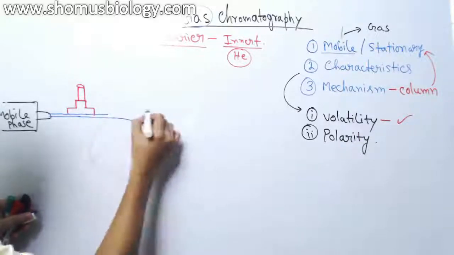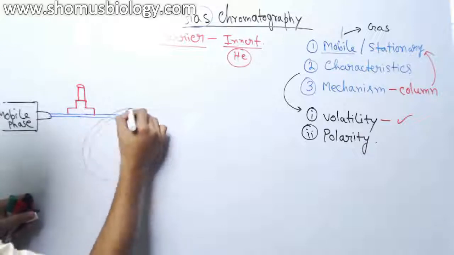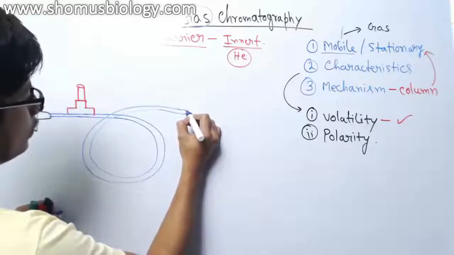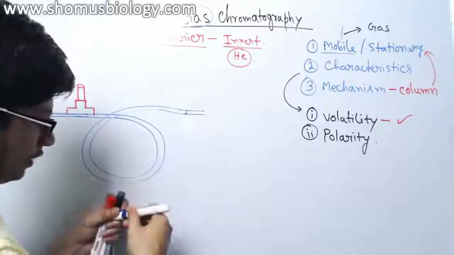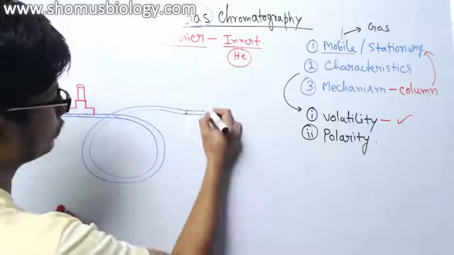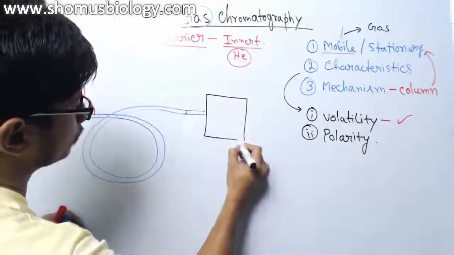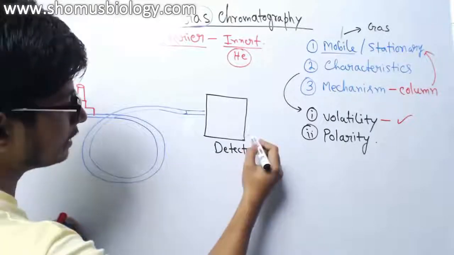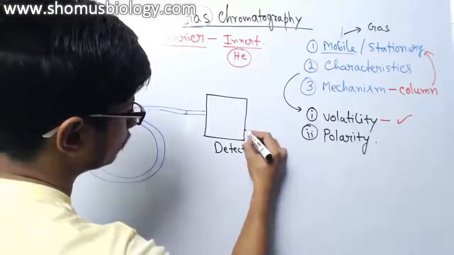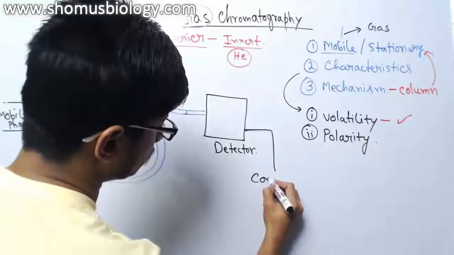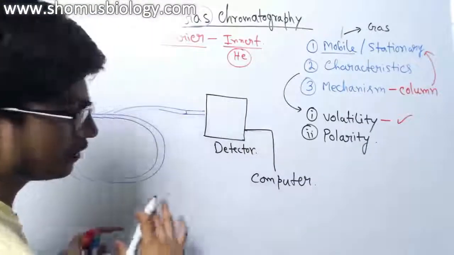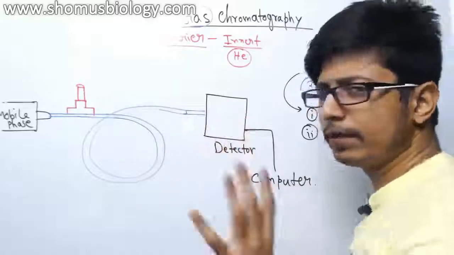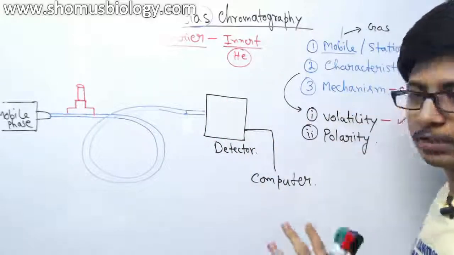Let's say it's just a simple spiral. It's here, and at the end of this column there will be the detector. This is the detector. Okay, and this detector is attached to some computer, which will give us some idea about the graphs and stuff that we'll be talking about later. But this is a very simple overview of what the gas chromatography instrumentation looks like.